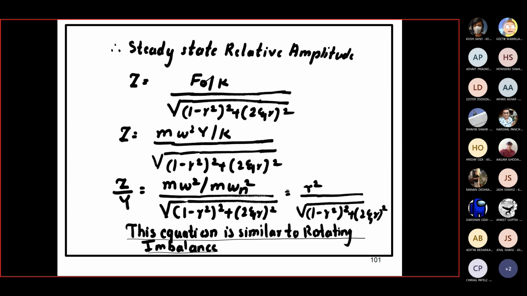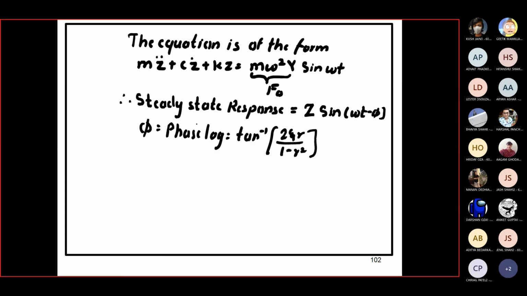All right. Now, what will be the phase lag for the relative amplitude? So what will be the steady state response? The steady state response will be z sine omega t minus pi, and the phase angle will be tan inverse of 2 zeta r upon 1 minus r. All right. Any questions?